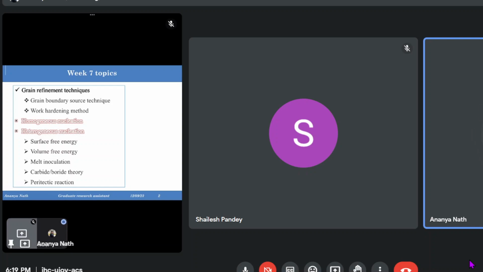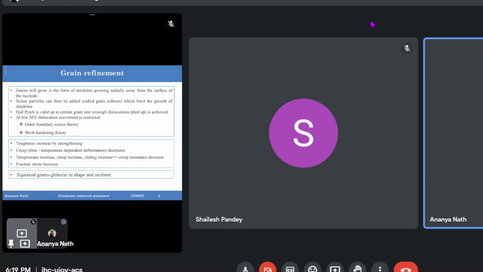But before that, if you have any specific doubt, you can ask. If you don't have any doubt, we'll start with my PPT. So first topic was the grain refinement. Grains will grow in the form of dendrites, growing readily away from the surface of the nucleate. Solute particles can then be added, called grain refiners, which limit the growth of the dendrites.